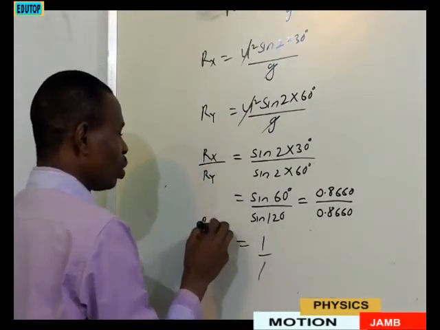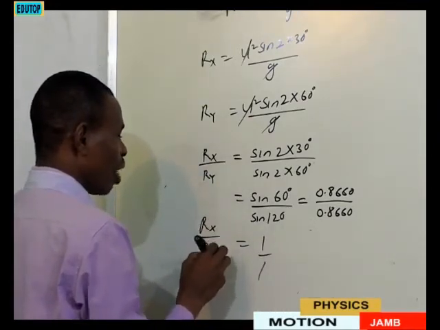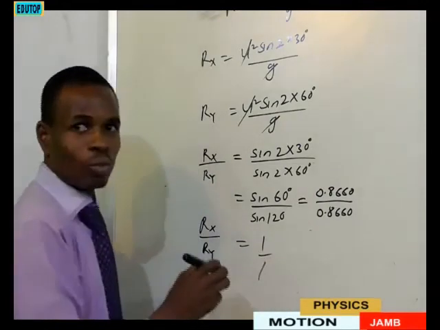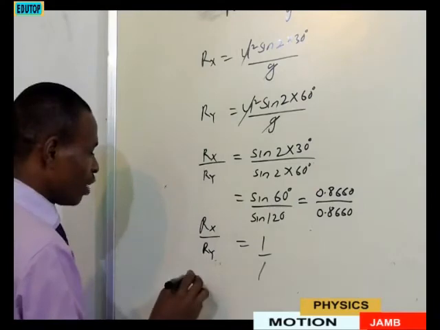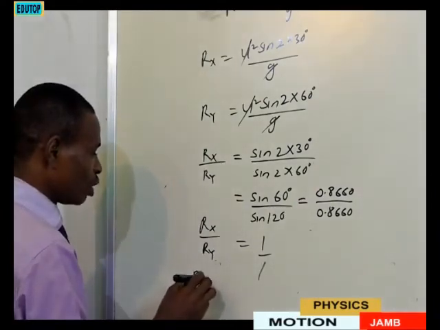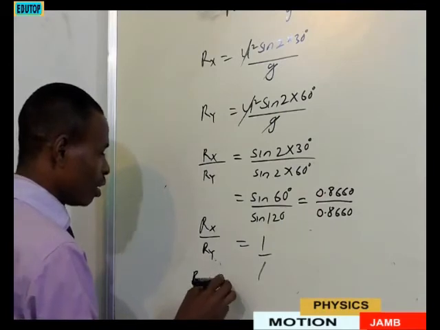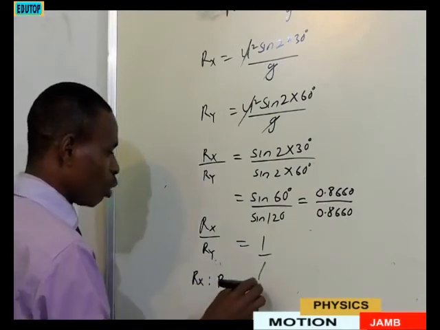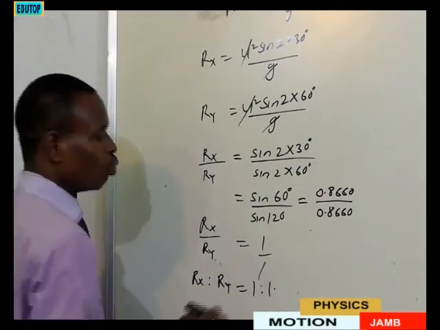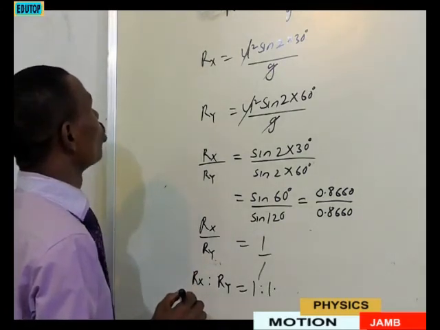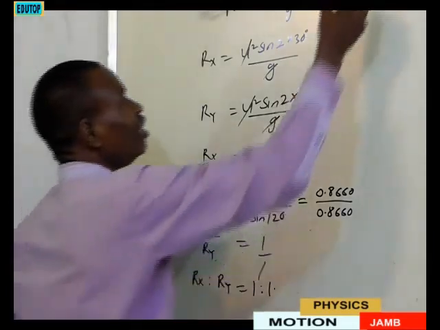That is, the range of X and the range of Y will be in ratio 1:1. If you are to write it in terms of ratio, the range of X to the range of Y is equal to 1:1. And that is the solution to question number 19.